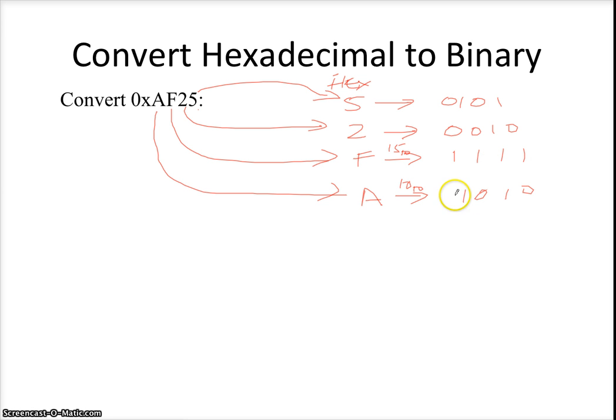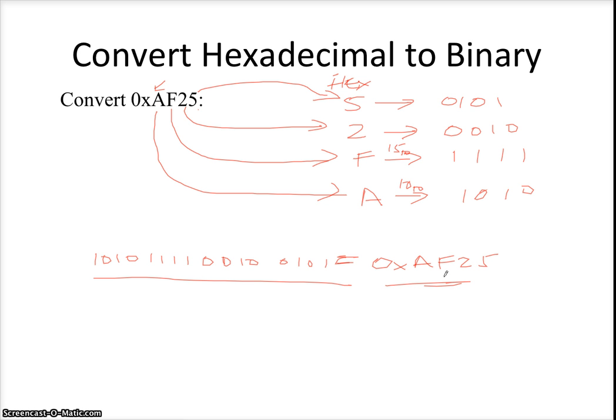And so our result will be, I'm going to take it from the A part, okay? Most significant digits, so it'll be 1010, 1111, 0010, 0101. Okay, so that is our binary equivalent to hexadecimal AF25. All right. Great.